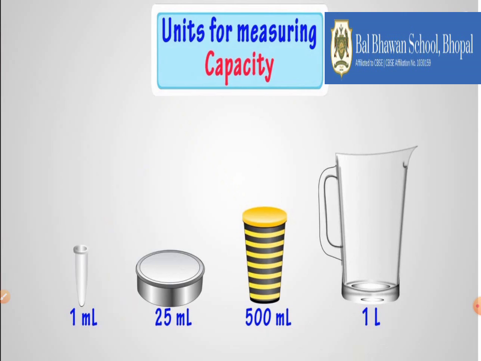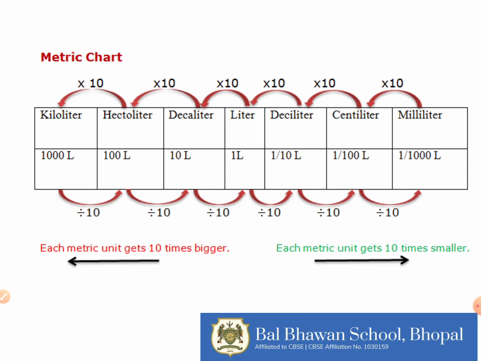Different units are there for measuring capacity. It depends on the quantity of liquid that we are going to measure. These are the various units of measuring capacity, starting from the biggest one, that is kiloliter, hectoliter, decaliter, liter, deciliter, centiliter and milliliter. Kiloliter is the biggest unit of measuring capacity and milliliter is the smallest unit.